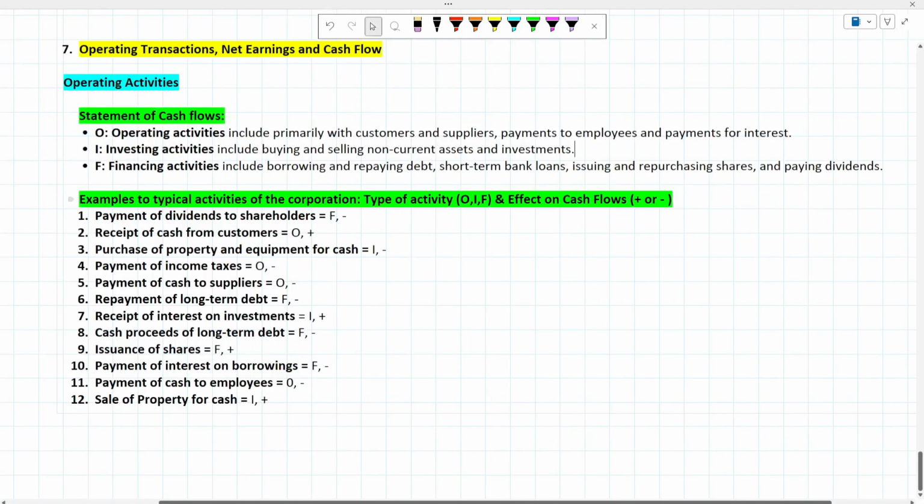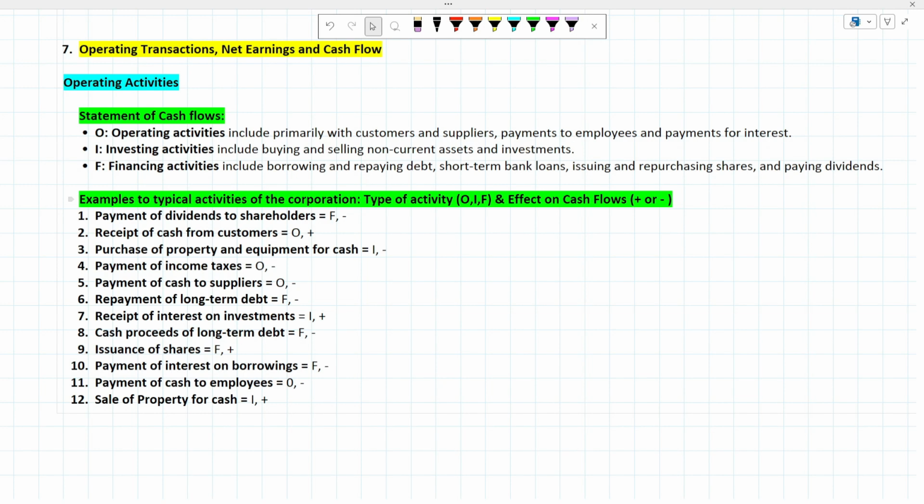So 7, operating transactions, net earnings, and cash flow. So operating activities, the statement of cash flow. We have O, which represents operating activities. This includes primarily receipts from customers and payments to suppliers, payments to employees, and payments of interest. I, or investing activities, include buying and selling non-current assets and investments. F, or financing activities, include borrowing and repaying debt, short-term bank loans, issuing and repurchasing shares, and paying dividends.